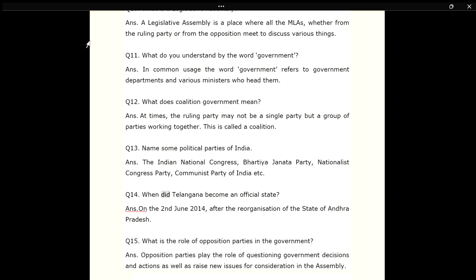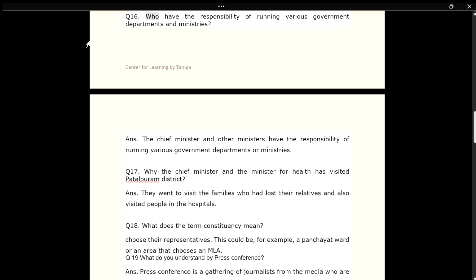Q14. When did Telangana become an official state? Ans. On the 2nd June 2014, after the reorganization of the state of Andhra Pradesh. Q15. What is the role of opposition parties in the government? Ans. Opposition parties play the role of questioning government decisions and actions as well as raise new issues for consideration in the assembly.